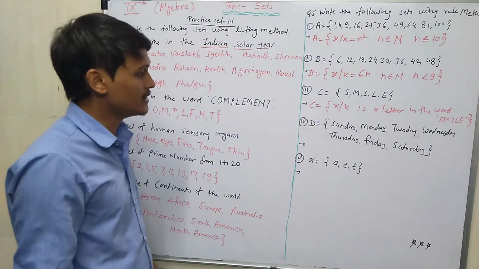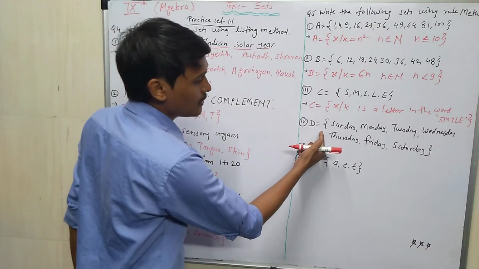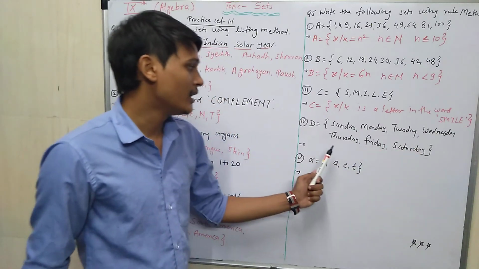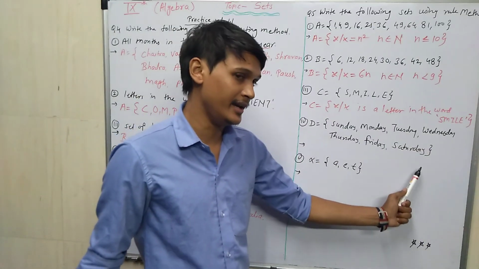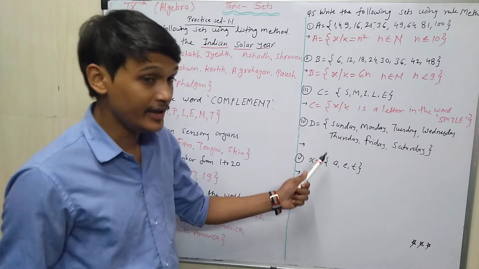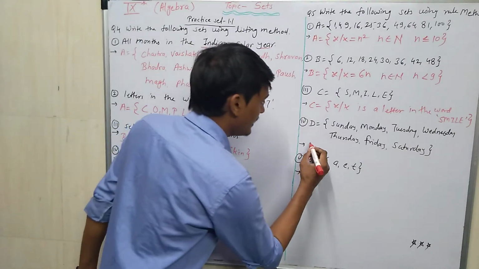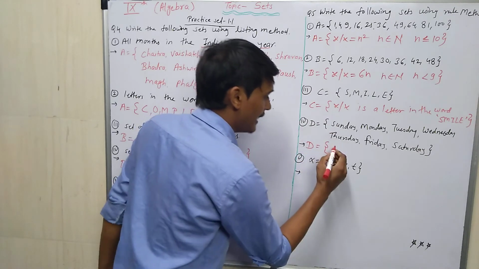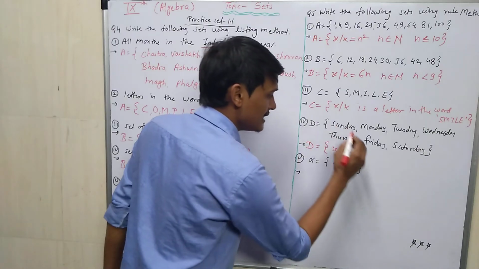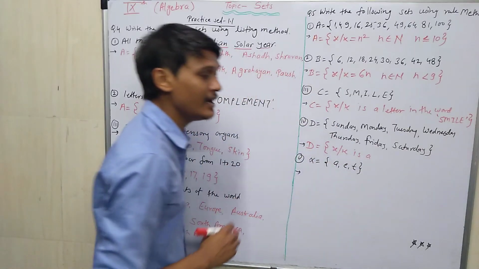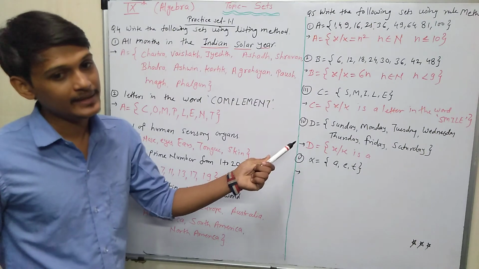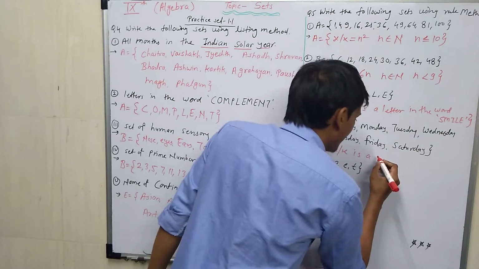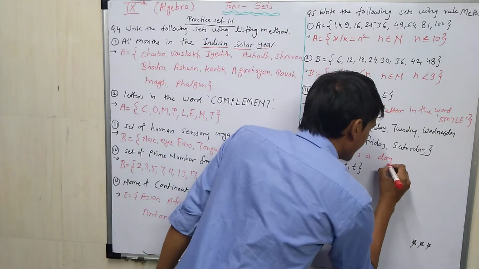Fourth is D is equal to Sunday, Monday, Tuesday, Wednesday, Thursday, Friday, and Saturday. How to write it down? These are week names, and this is a set. D is equal to the bracket, then x such that x is a day of the week. You can also write it as week names, x is a day of the week.